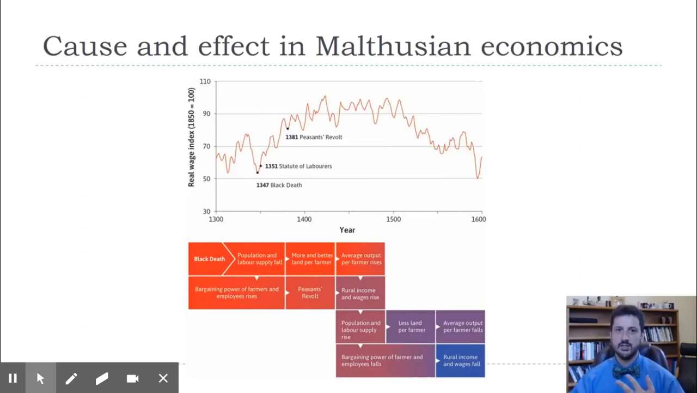Wages went up, right? So they reached a high in the 1400s. But then as the population recovered and rose again, that meant there was less land for a farmer, and the bargaining power for farmers and peasants fell, and incomes basically went back to where they were before the Black Death.